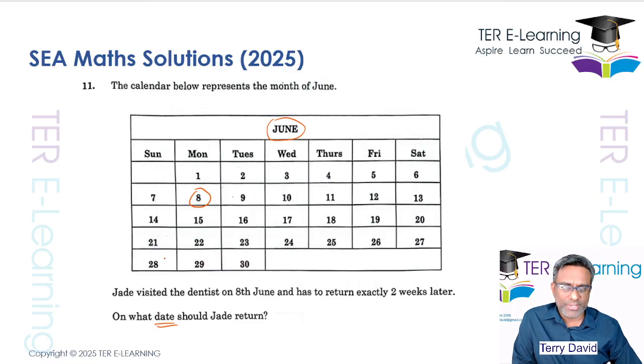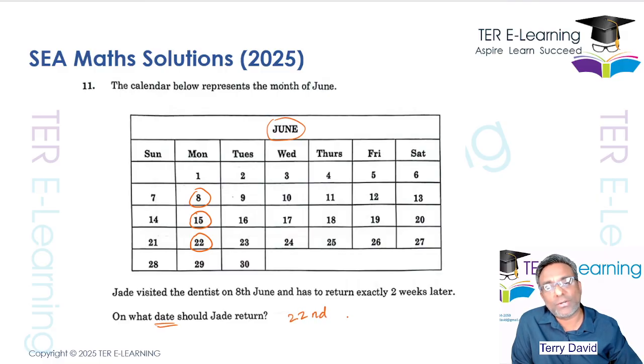So for this one, if we check in exactly 2 weeks, the first week will take us to the 15th, and the second week will take us to the 22nd. So she should return on the 22nd of June. All right, that's what you're going to put for this one.